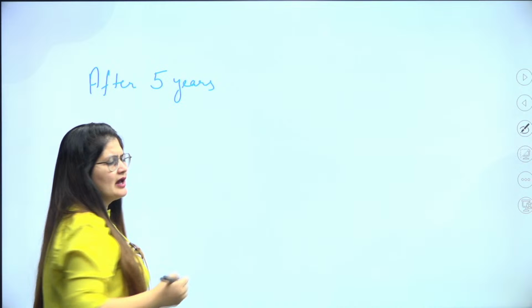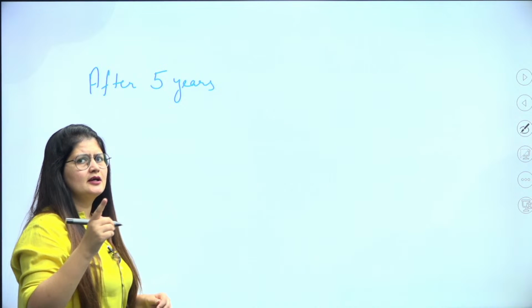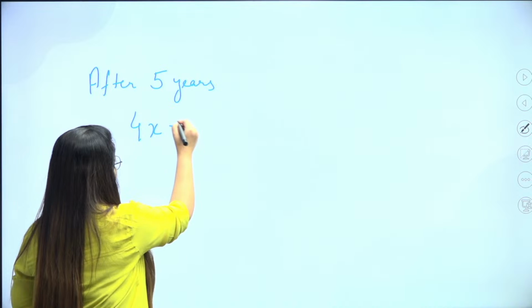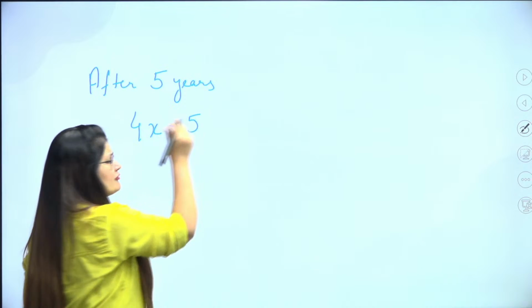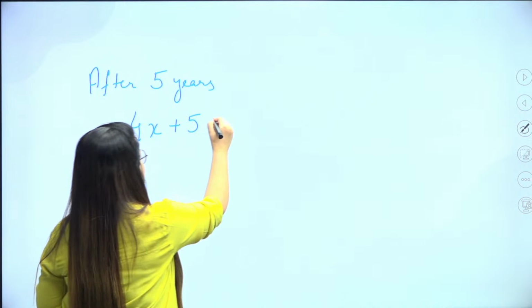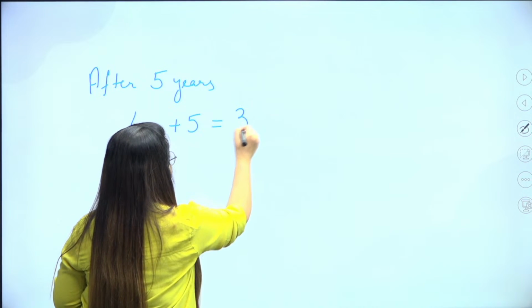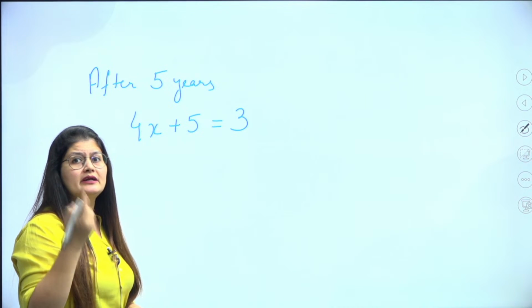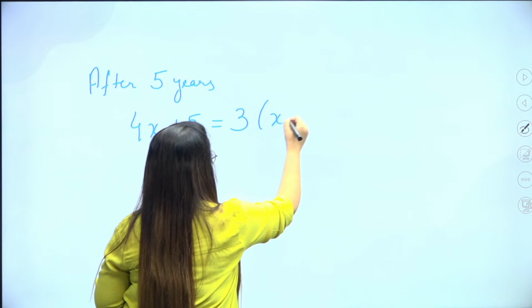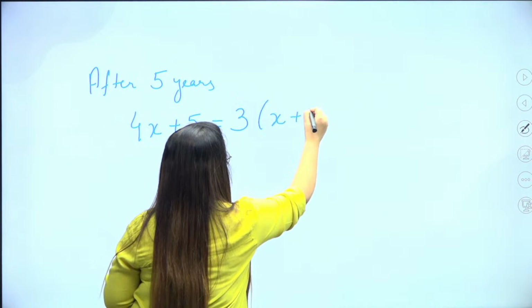After 5 years, what will happen? Firstly, the age of Meera's mother is 4x plus 5. Now, the age of Meera's mother is equal to what? As per the question, it is equal to 3 times the age of Meera at that time. And what is the age of Meera at that time? That is x plus 5.